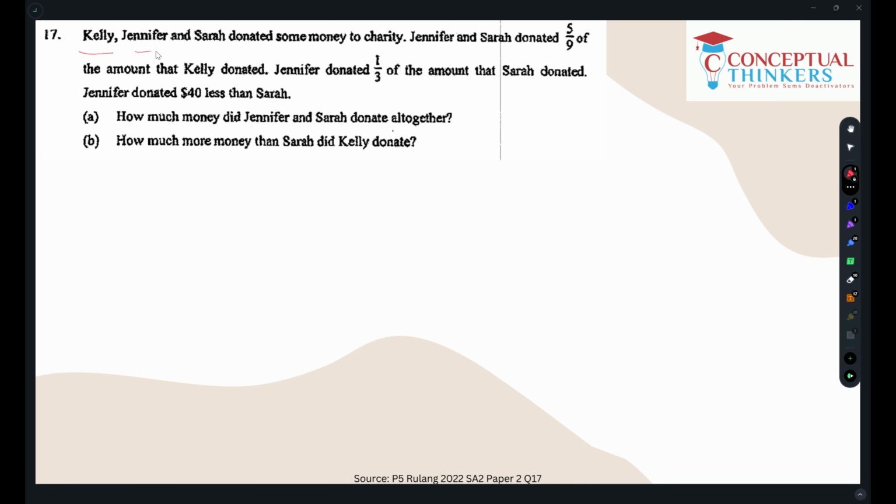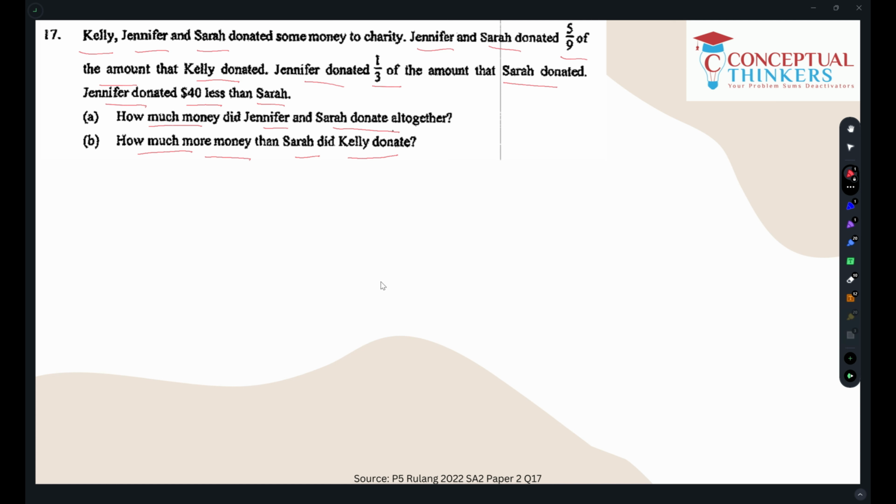So Kelly, Jennifer, Sarah donated some money to charity. Now Jennifer and Sarah donated 5/9 of the money that Kelly donated, and Jennifer donated 1/3 of the amount of money that Sarah donated. Now Jennifer donated $40 less than Sarah. So for part A, we need to know how much money did Jennifer and Sarah donate altogether. And the second part will be to find out how much more money than Sarah did Kelly donate.